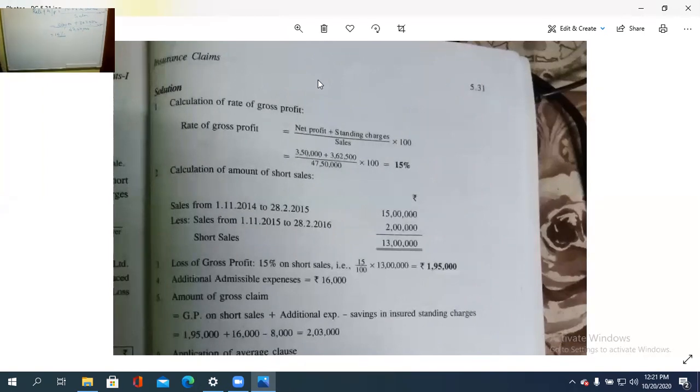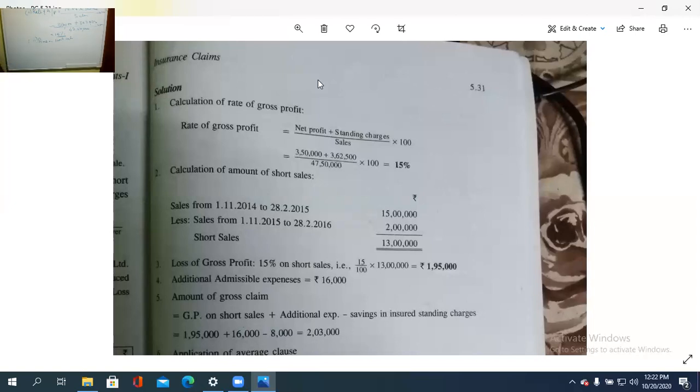Next step is what? After calculating the gross profit, short sale amount to be calculated. So this is 1, then 2, amount on short sales. അതെങ്ങനെയാണ് കണ്ടുപിടിക്കുന്നത്? Sales from ഒരു പർട്ടിക്കുലർ എമൗണ്ട് പറഞ്ഞിട്ടുണ്ട്. ടോട്ടൽ സെയിൽസ് 50 ലക്ഷമാണ്. പക്ഷേ ഈ ഇൻഡെംനിറ്റി പീരീഡിലുള്ള സെയിൽ, അതാണ് ഷോർട്ട് സെയിൽ എന്ന് പറയുന്നത്. അപ്പൊ ഇവിടെ ആദ്യം തന്നെ പറഞ്ഞു 4 മാസം കൊണ്ട് 2 ലക്ഷം രൂപ കുറഞ്ഞു. ഓക്കെ, അതൊരു കേസ്. പിന്നെ സെയിൽ from 1-11-14 to 28-2-15 എന്ന് പറഞ്ഞാൽ മൊത്തം 15 ലക്ഷം ഉണ്ട്. ഇനി 1-11-15 to 28-2-16 തന്നിട്ടുണ്ട് 2 lakh.